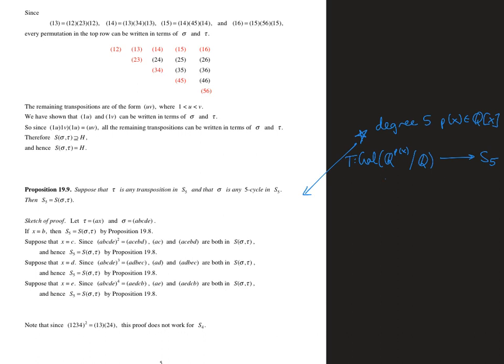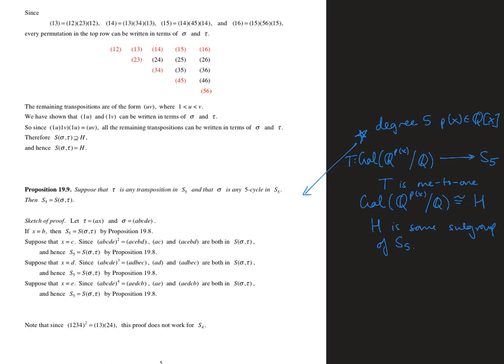And we know that T is 1-to-1. And so what we could say is that our Galois group, Q adjoin the roots of p of x over Q, is isomorphic to a subgroup H of S5. So H is some subgroup of S5. Now, we're going to want to know whether or not that subgroup is all of S5.